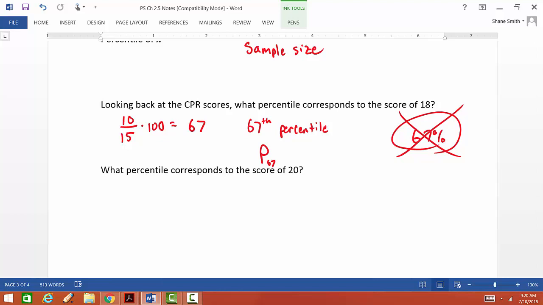So hopefully you found the percentile of a score of 20 on your own, and when you did that, you should have found that there were 12 data points that were less than 20, divided by 15 times 100, and this got you 80. So again, you can write 80th percentile or P sub 80. And that basically summarizes percentile.